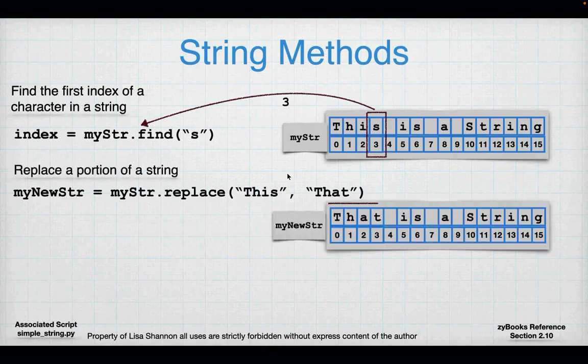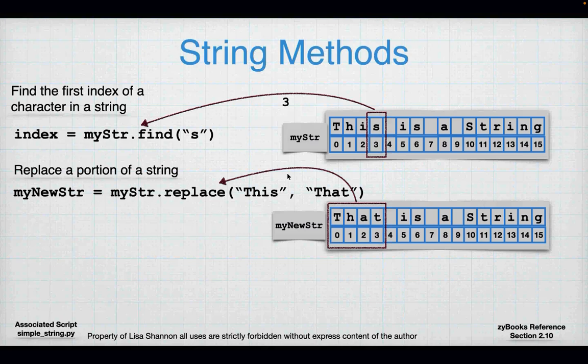So I want to find the index of the first character in the string. What do I do? I do str.find, the function with the dot notation, and what it's going to do, it's going to find me a string in an existing string and give me back where that string starts, the index number. So that's what find does. Find says, find me the first instance of a lowercase s and give me back the index, and in this case, the index is 3.